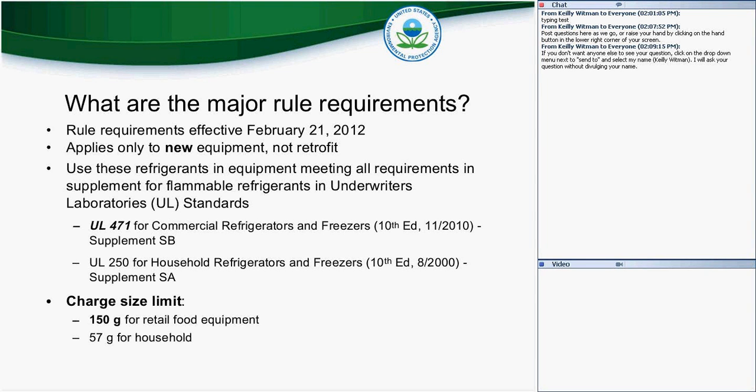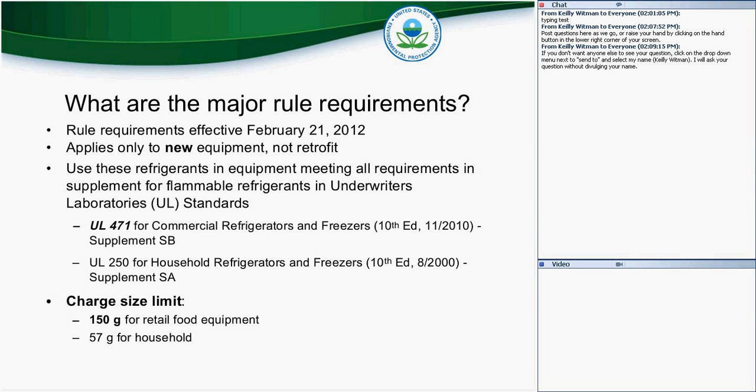Okay, here's an interesting one. Can a larger unit be constructed to use multiple refrigeration systems that each contain 150 grams? This would make the overall unit refrigerant charge exceed 150 grams, but each piece of equipment does not exceed the 150-gram threshold. Okay, that's a great question, actually.